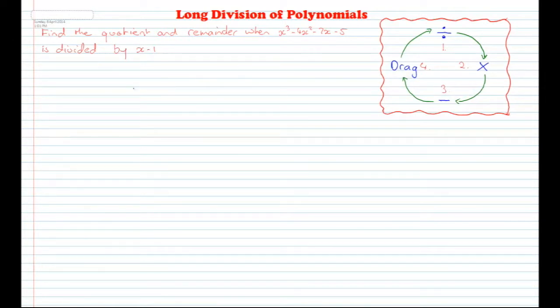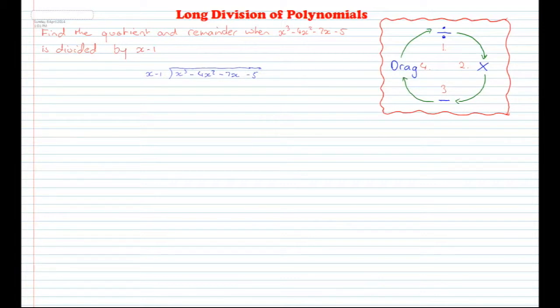Alright, so welcome back. Because this is a little bit more involved, what I've decided to do is go through and explain, just like I did before. So let's go through and do that. We're going to have x cubed minus 4x squared minus 7x minus 5 divided by x minus 1. So our x minus 1 goes out the front, because that's what we're dividing by, and then we write the polynomial here, x cubed minus 4x squared minus 7x minus 5. Just continue it on there.